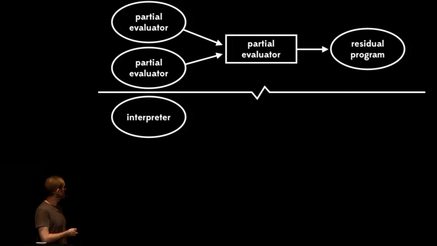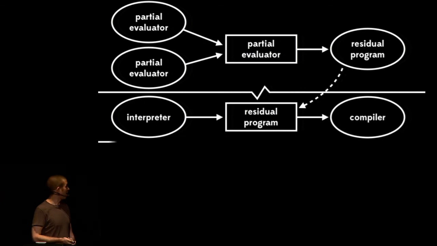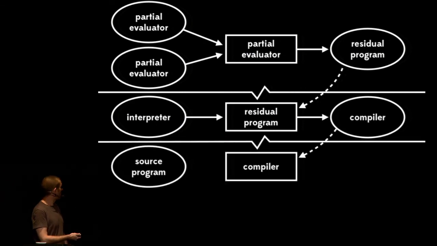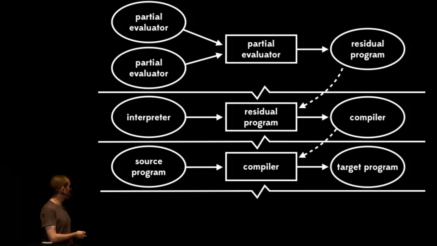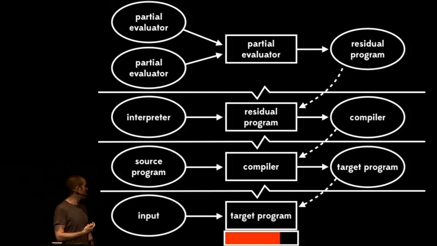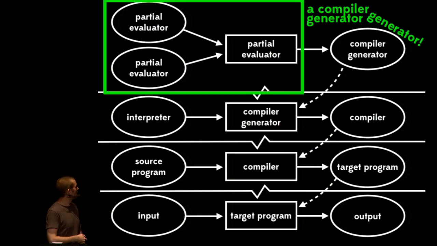And then later on, you can run the residual program with an interpreter as input, and you get a compiler out. And then later on, you can run the compiler with a source program as input, and you get a target program out. And then later on, you can run the target program with your input, and you get your output. So the residual program that's been produced here is a compiler generator. So that means we got a compiler generator out of the partial evaluator. So that means that this whole thing up here is a compiler generator generator.